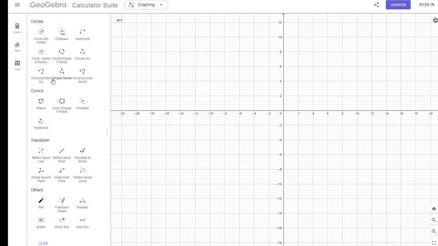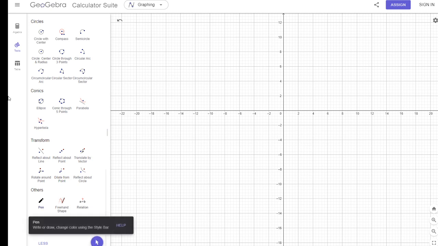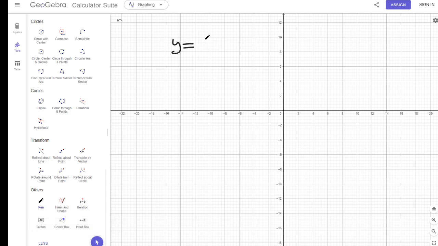Okay, let's do one by hand. Let's do y is equal to 1/2 to the x. Notice this base here is less than 1 but more than 0, so we know this is going to be a decay function. And let's make a table really quick so we can see.